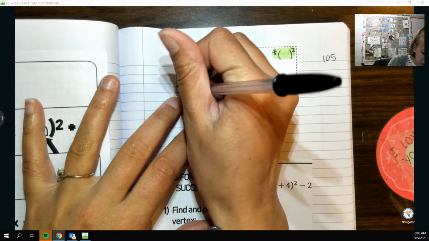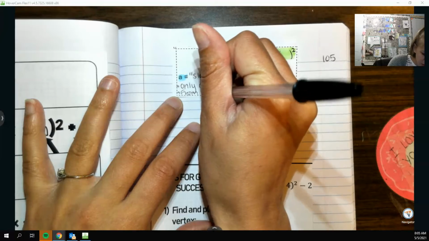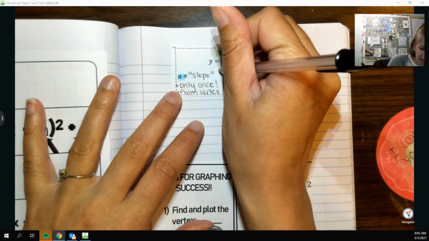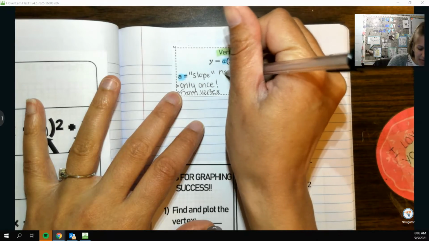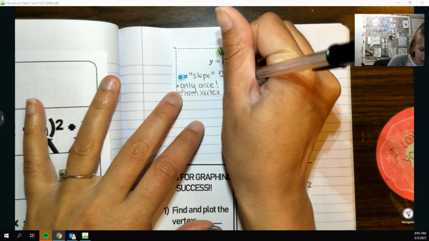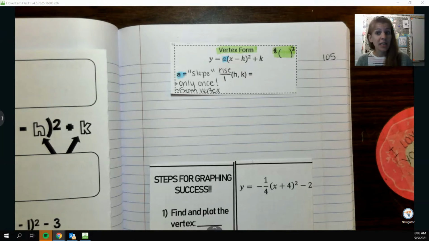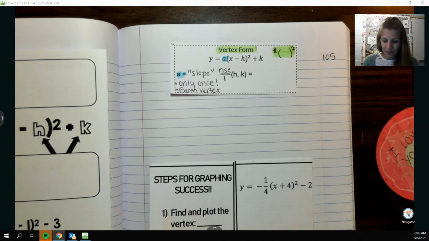And from the vertex. And we have to think of it as really rise over 1. So whatever the number is, I can only move over 1. Like normally we do rise over run, but my run here always has to be 1. So that's super duper important.